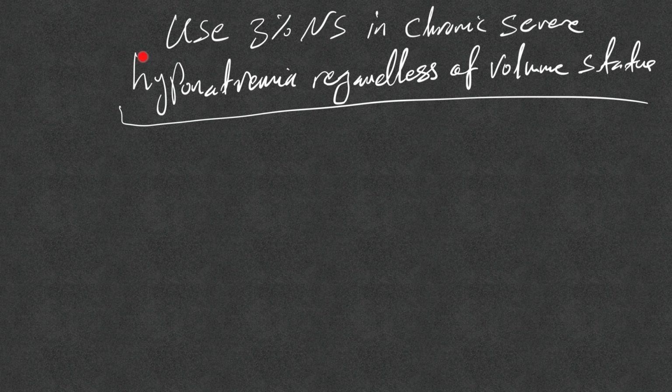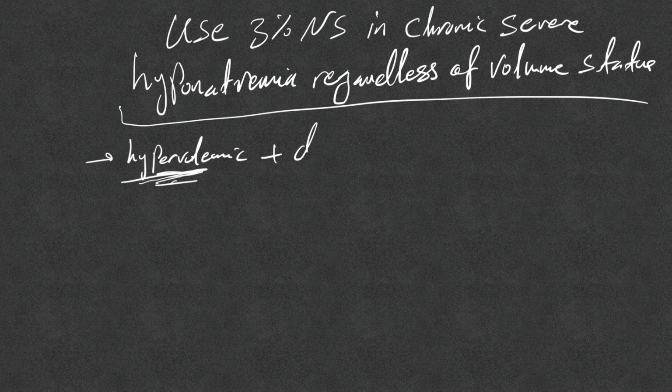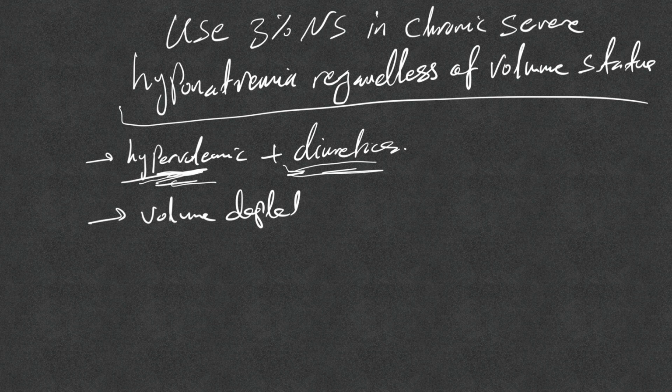One important thing to remember is that we use 3% normal saline in chronic severe hyponatremia regardless of volume status, which may seem counterintuitive that we use 3% in a hypervolemic patient, right? They are already fluid overloaded and we give them a large load of sodium that will only worsen their fluid overload. So we can give diuretics with the 3%, but you still use 3% if they meet any of the criteria as we discussed, even if they are hypervolemic, or you give them loop diuretics. Also, in volume depletion or hypovolemia, we use 3% normal saline.